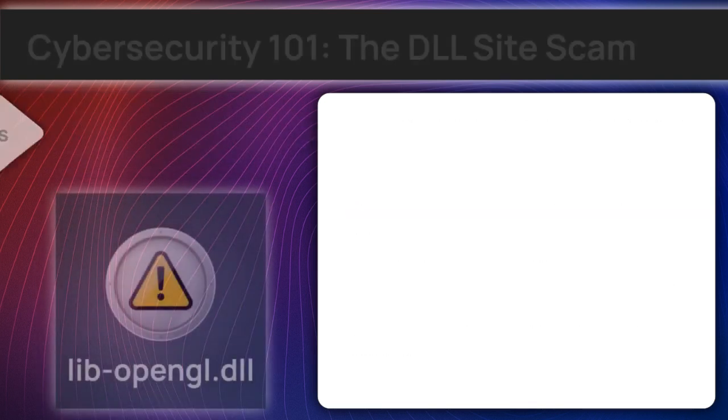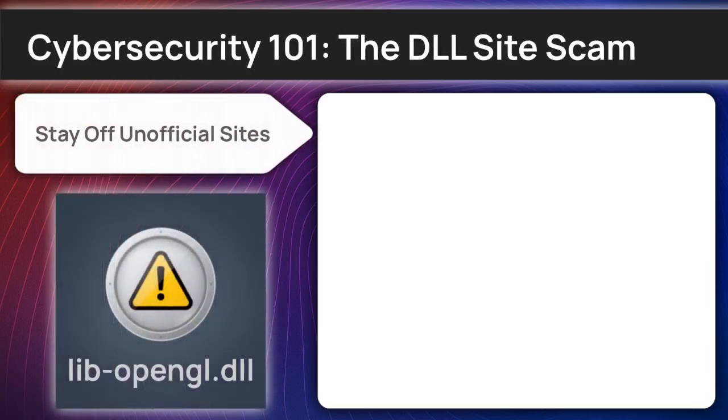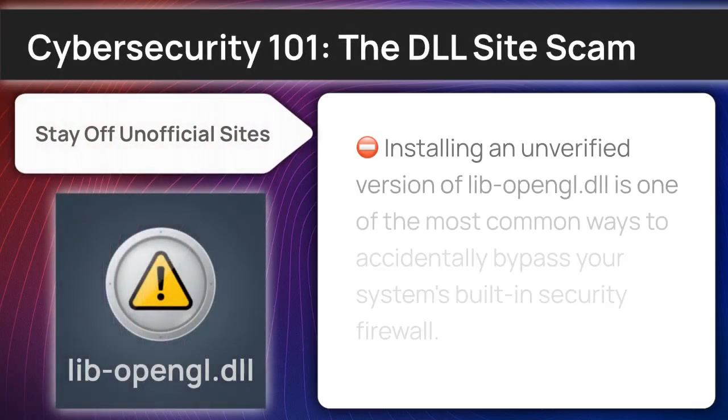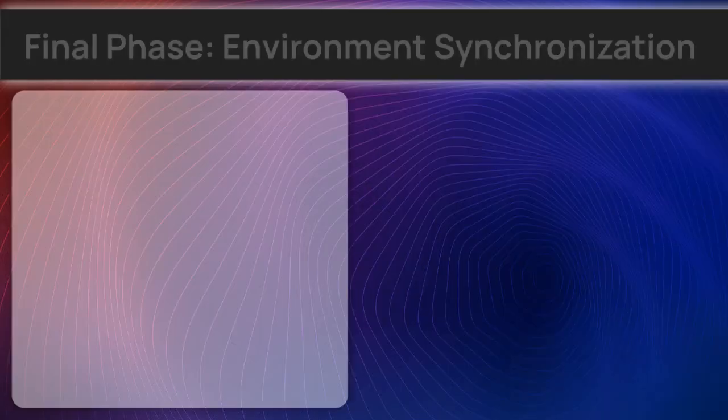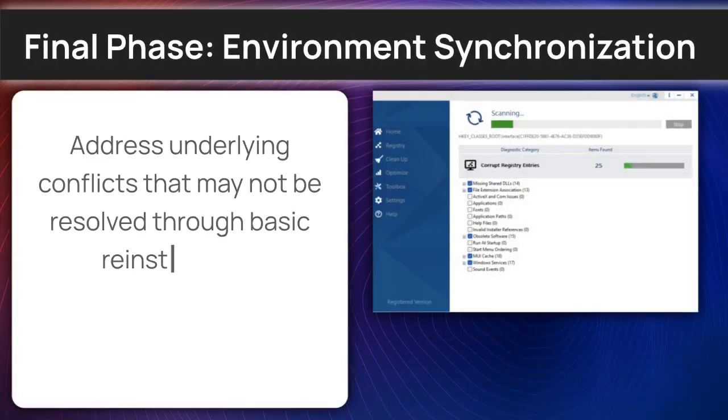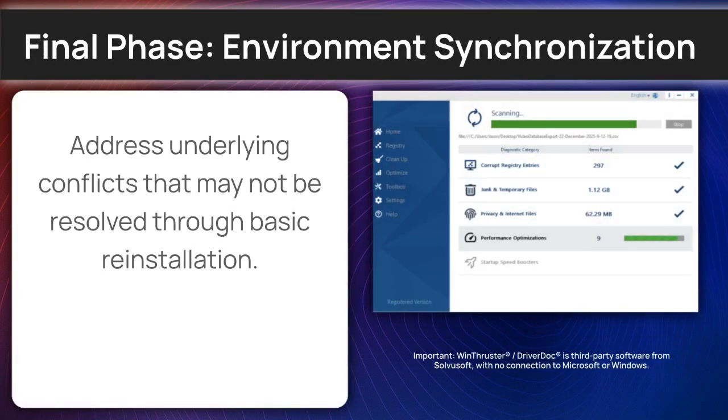Before you wrap up the repair, let's ensure you're following the safest path for your system. Installing an unverified version of Lib-opengl module DLL is a common security pitfall that can inadvertently bypass your system's built-in execution safeguards and firewall. To ensure your environment stays properly configured, a professional diagnostic can help verify that your library references remain intact.